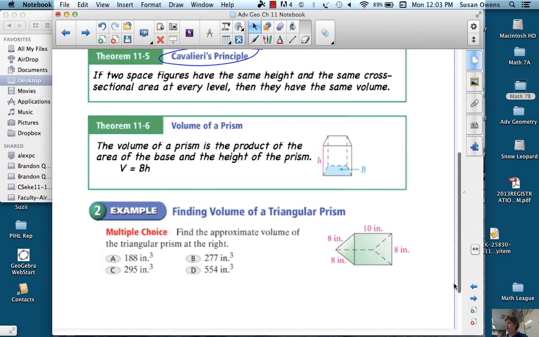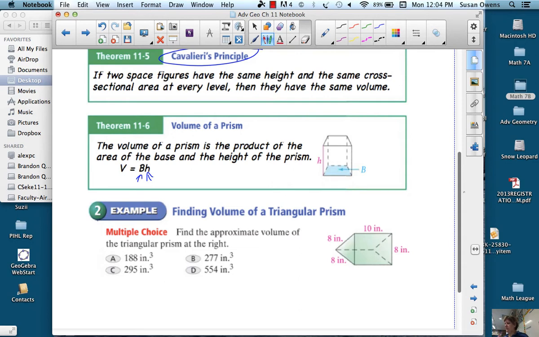So the volume of a prism is, what you do is you take the cross-sectional area. We'll turn the prism so the bases are in such a way that the cross-sectional area is going to be the same the whole way up. And as long as the cross-sectional area is the same all the way up, then the volume is just the area of the base times how high it is. So volume is area of the base times height.